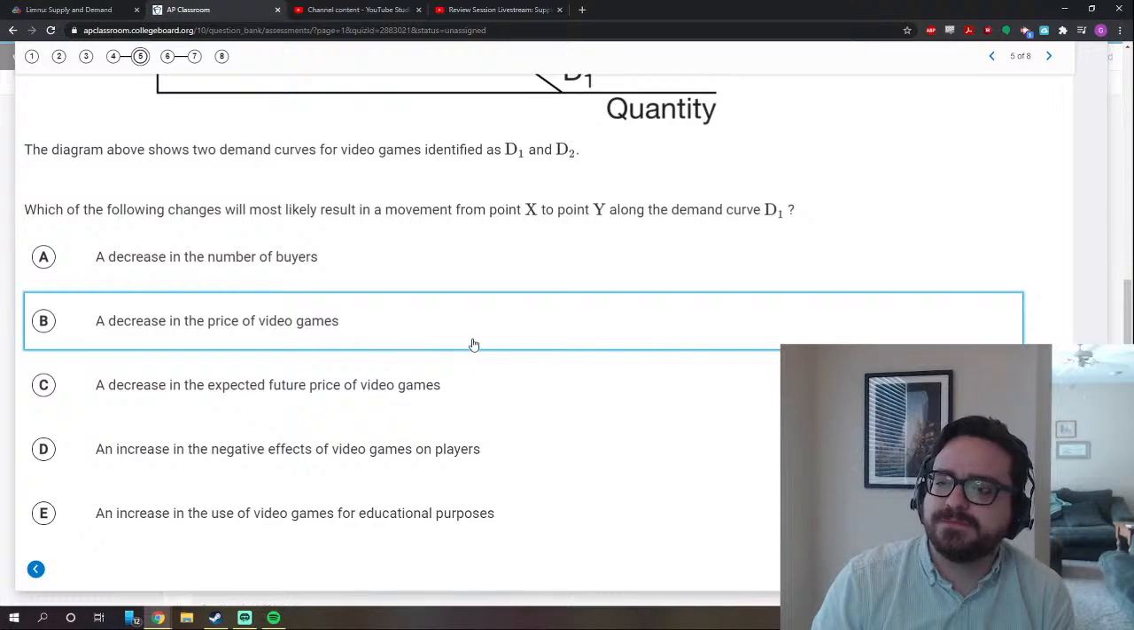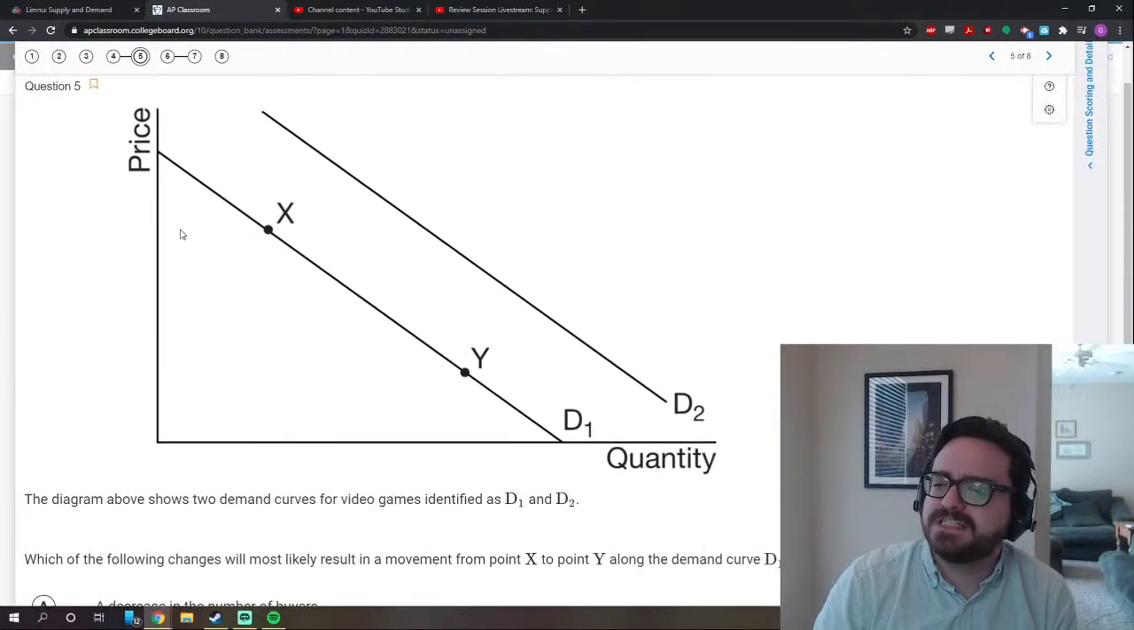Again, a decrease in price. Because if I lower the price, I was here, and now I am here. At a lower price, I would purchase a higher quantity of video games. My overall desire for them has stayed the same, but I would buy more at a lower price.